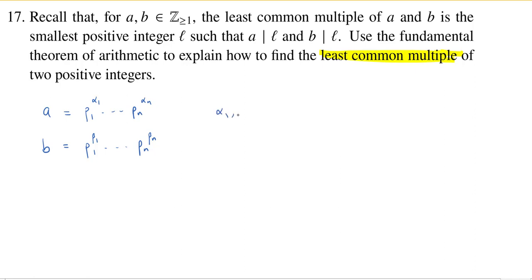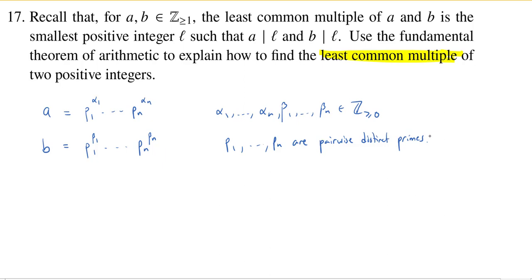So alpha 1 through alpha n, along with beta 1 through beta n, are going to be non-negative integers. So they're possibly 0. And we'll just assume here that P1 through Pn are pairwise distinct primes. So pairwise distinct means if you look at any two of them, they're going to be different. So we don't want P1 and Pn to be the same prime, for example. Okay, and when we say prime here, we're talking about positive primes.